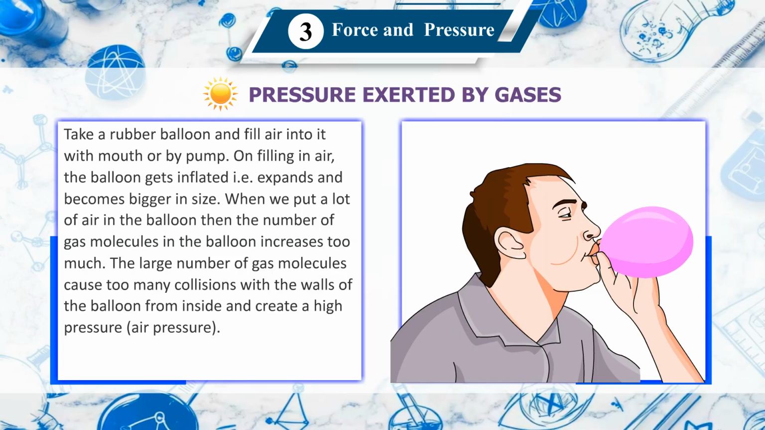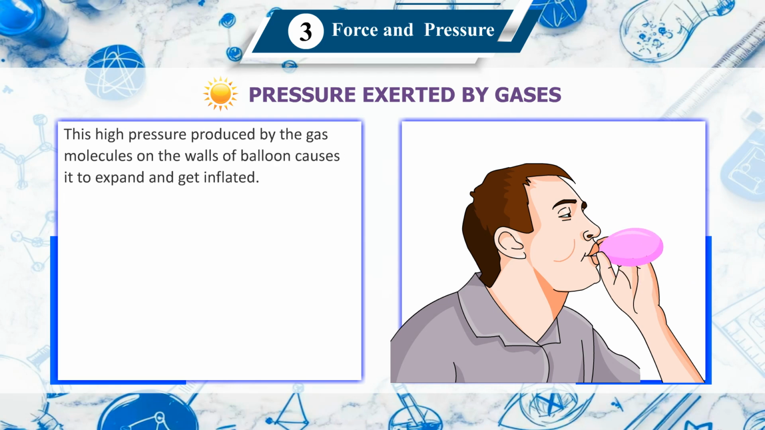Take a rubber balloon and fill air into it with the mouth or by a pump. On filling the air, the balloon gets inflated, expands and becomes bigger in size. When we put a lot of air in the balloon, the number of gas molecules in the balloon increases too much. The large number of gas molecules cause too many collisions with the walls of the balloon from inside and create a high pressure, air pressure. This high pressure produced by the gas molecules on the walls of the balloon causes it to expand and get inflated.